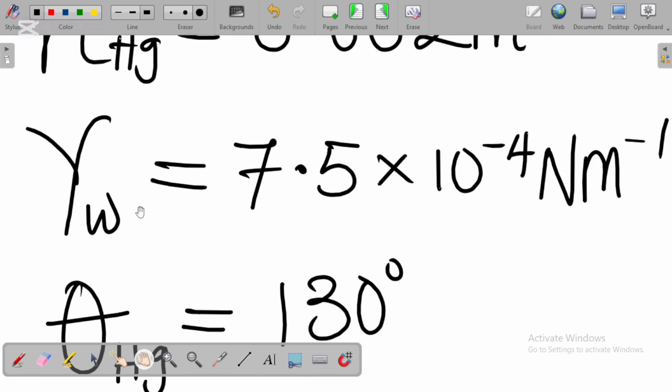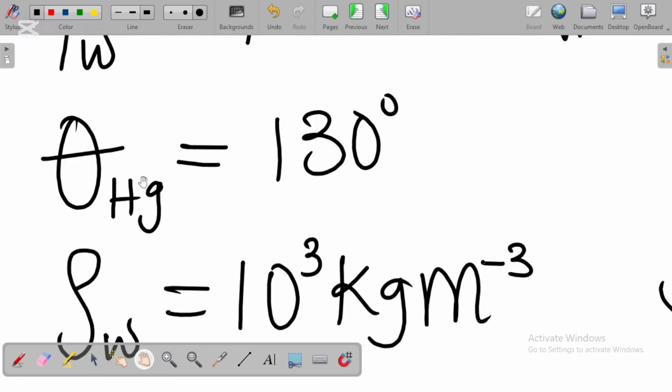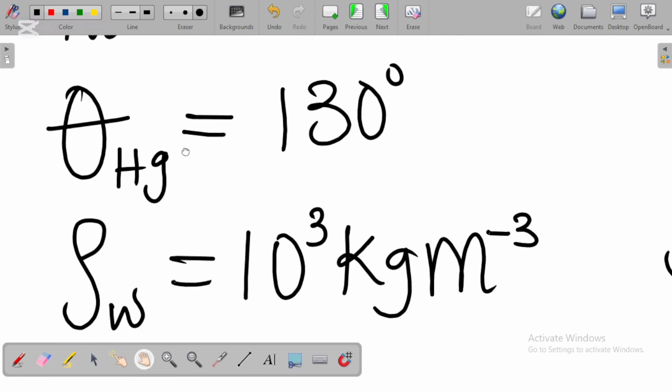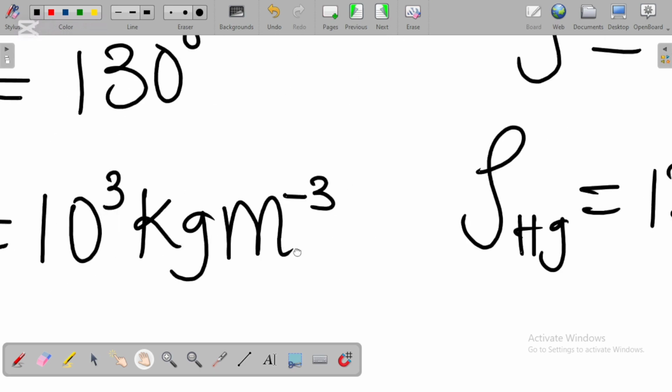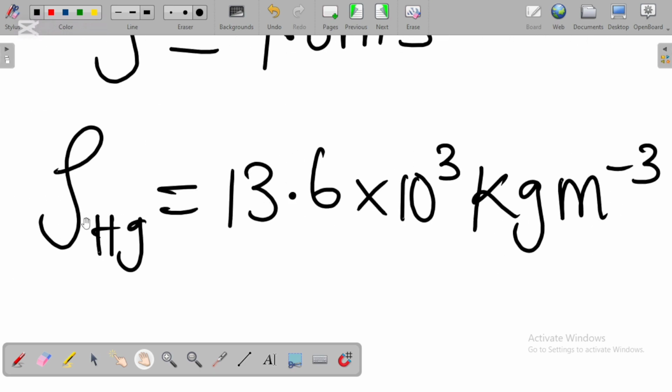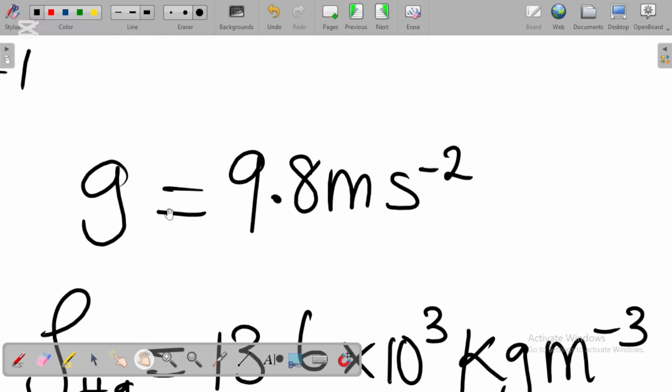The third one here is the surface tension of water. The fourth one is the angle of contact of mercury. The fifth one is the density of water. The sixth one is the density of mercury. And finally, we have the acceleration due to gravity here. All right, so let's check the question again in order to know what we are asked to find.